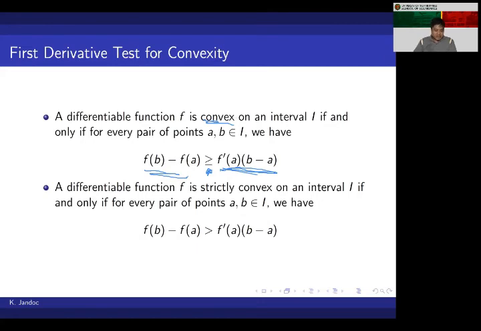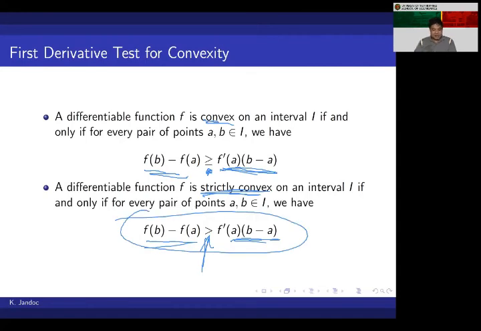Again, similar to what we had earlier, a differentiable function f is strictly convex on an interval I, where you pick any points A and B in that interval, if we have f of b minus f of a strictly greater than f prime a times b minus a. If you pick any two points A and B in that interval and this holds, it's strictly convex.